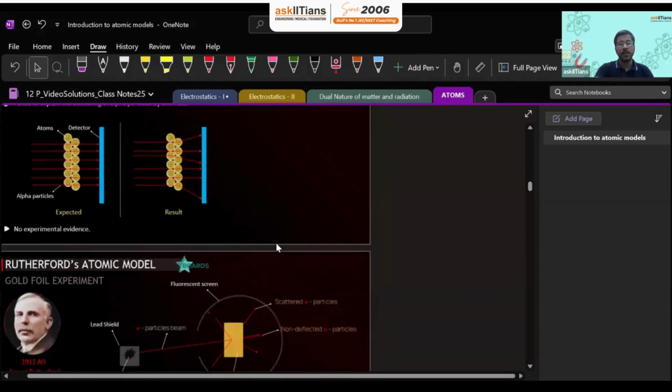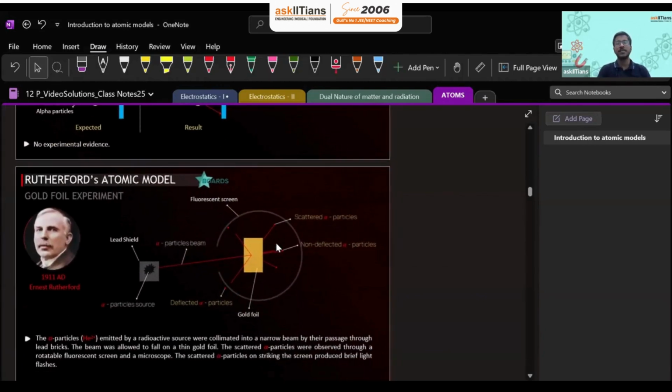So, Rutherford's atomic model. From here, please make sure you are making proper notes, and this is very important from the board point of view, right? So, the gold foil experiment. What we had is an alpha particle source which emitted alpha particles, right? So alpha particle, what do you mean by alpha particle?